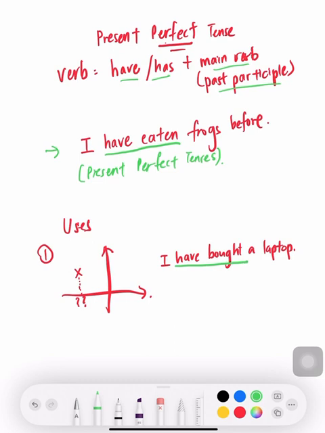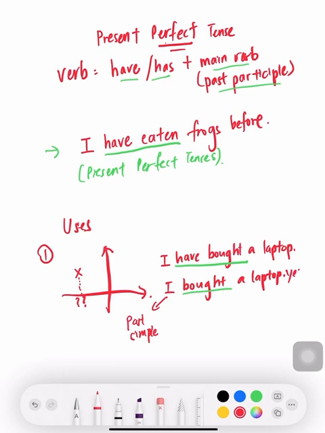So what is the difference between I bought a laptop and I have bought a laptop? Both of them are the same. They happen in the past. But the difference is, I bought a laptop is past simple tense. And when we want to use past simple tense, we know the time the action happened. So for this sentence, we need to add on the time. I bought a laptop yesterday.